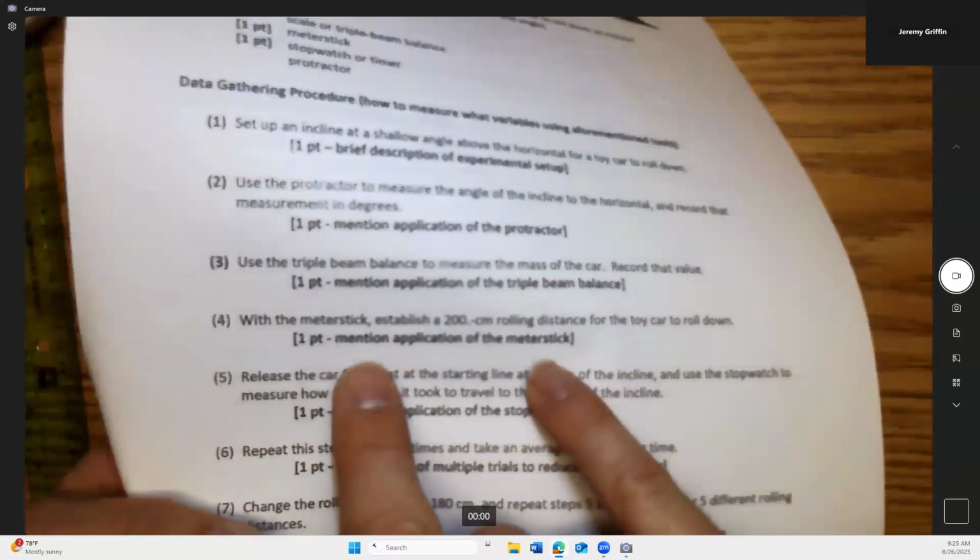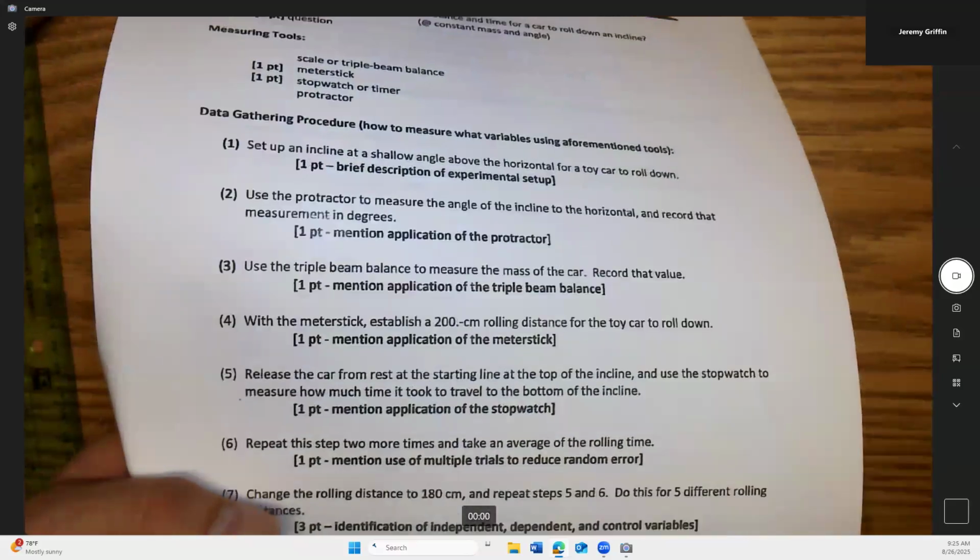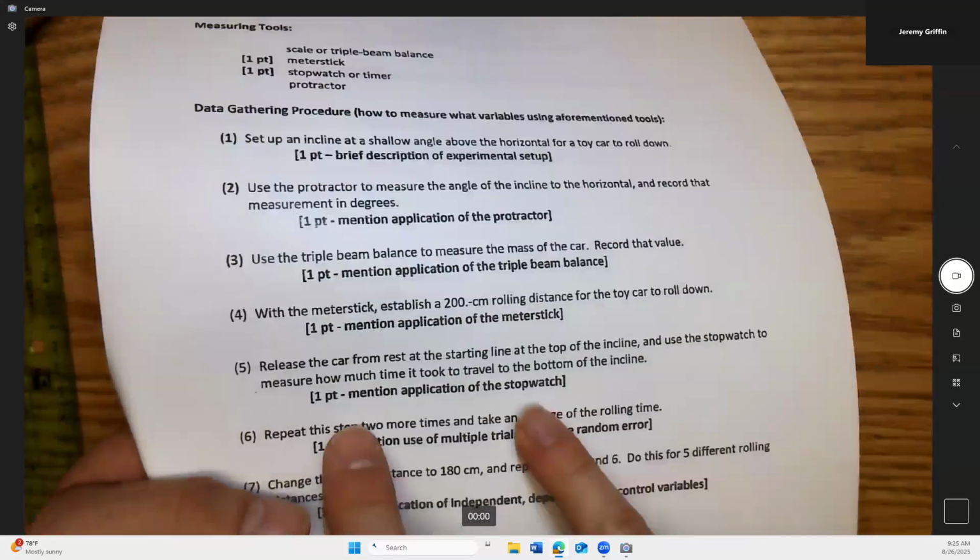So point for application of meter stick. Right. Notice how I'm mentioning how I'm using each of these measuring tools. I use this tool to measure this variable, this tool to measure this variable. That's exactly what they're looking for.